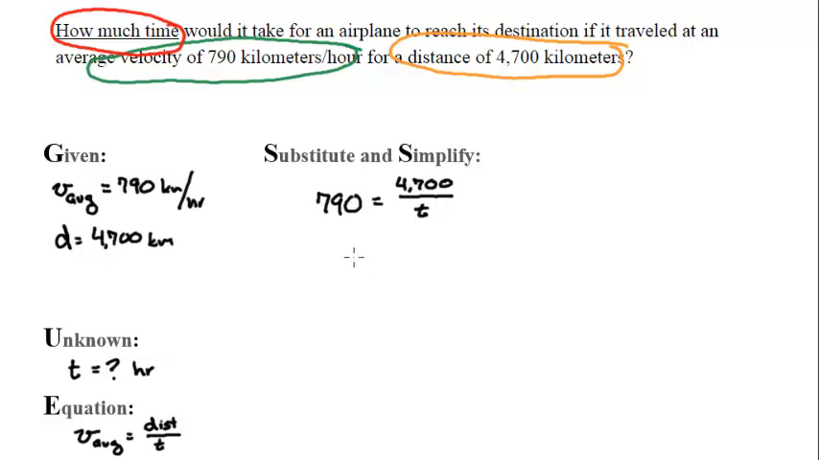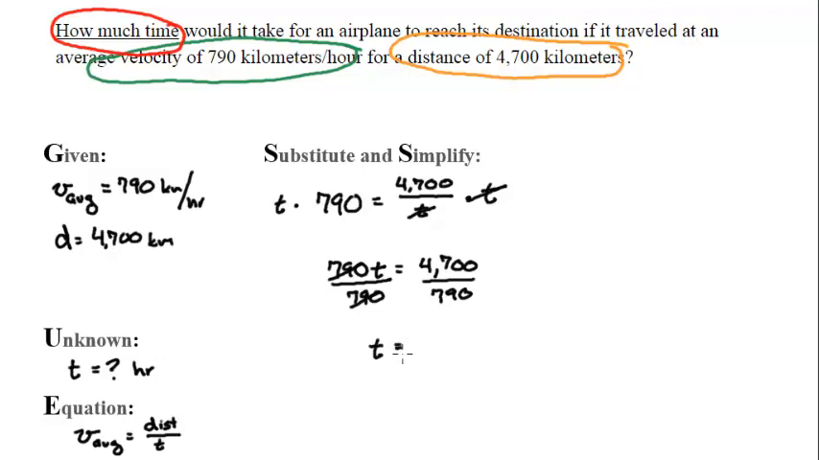Now I need to get time out of the denominator, and I can do that by multiplying the right side by time. Time divided by time is 1, so cancel, cancel. But whatever I do to the right, I have to do to the left as well. And so now if I rewrite this, I will get 790 t equals 4,700. In order to get t all by itself, I can divide the left side by 790, in effect multiplying by 1, cancel, cancel. And whatever I do to the left, I have to do to the right.